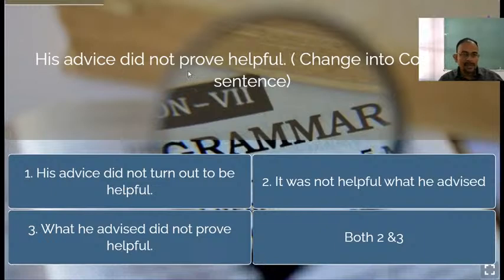His advice did not prove helpful. So change into complex sentence. So once again, first of all, you have to remember the structure of a complex sentence. Which kind of sentence can be called a complex sentence? Only then you shall be able to attempt this question. So recall what I have just told you and tell me the answer. Is it number 1, 2, 3 or 4? Tell me.